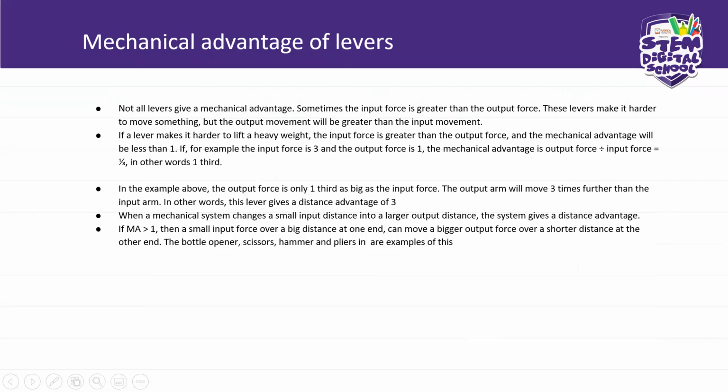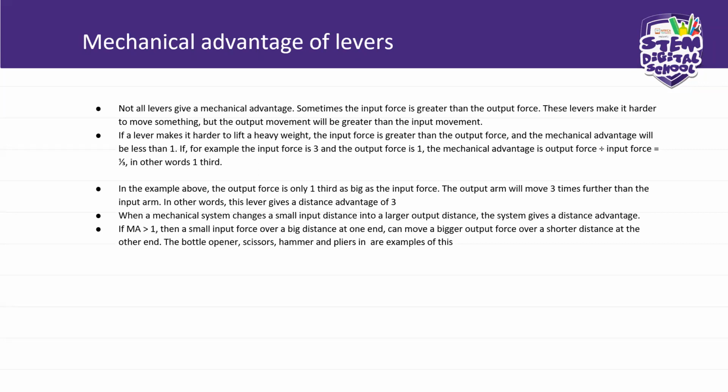Not all levers give a mechanical advantage. Sometimes the input force is greater than the output force. These levers make it harder to move something, but the output movement will be greater than the input movement. If a lever makes it harder to lift heavy weights, the input force is greater than the output force. You have to exert more force on your effort, and the mechanical advantage will be less than 1. You don't get mechanical advantage there, but you get distance advantage.